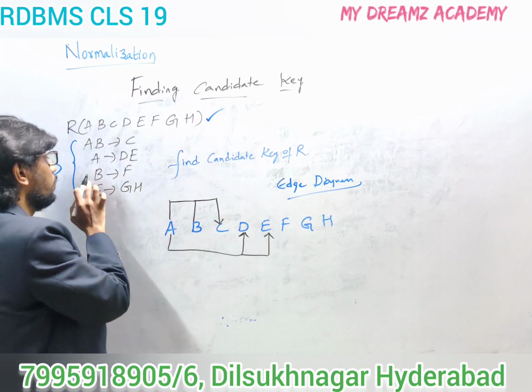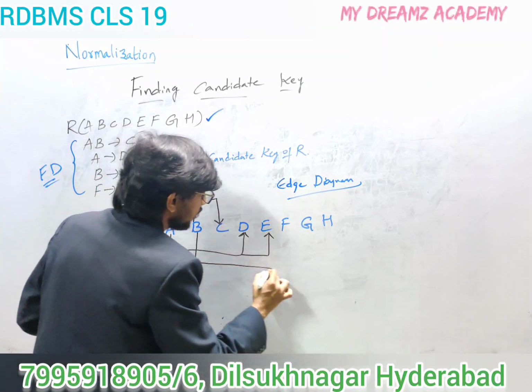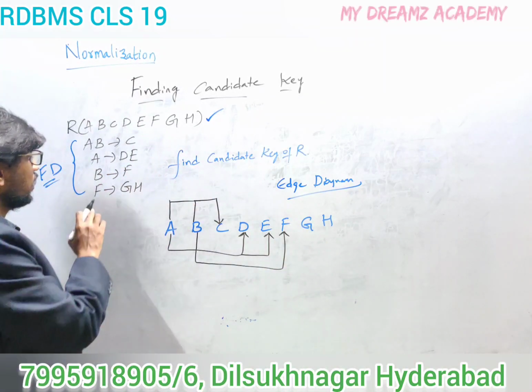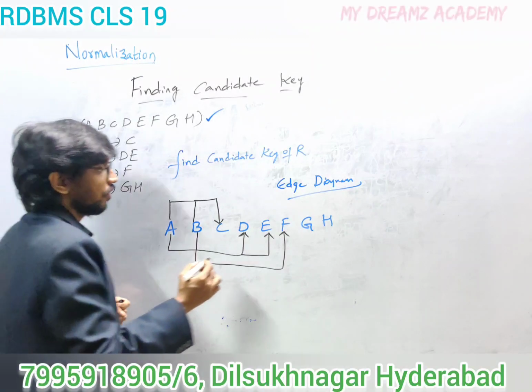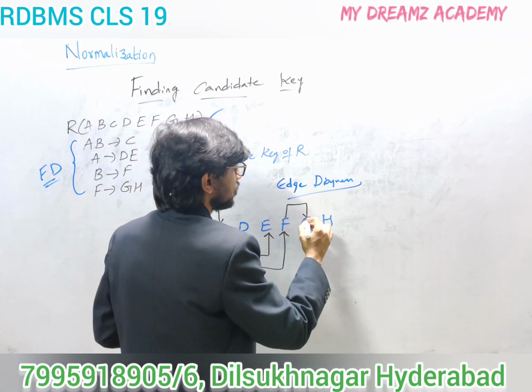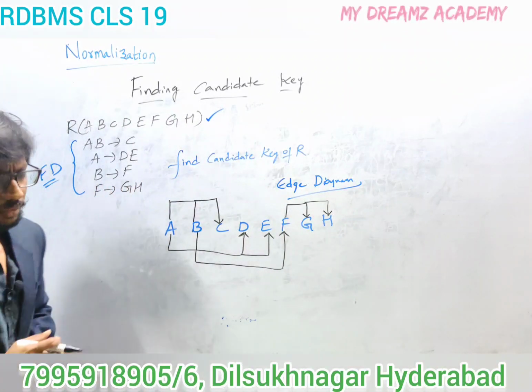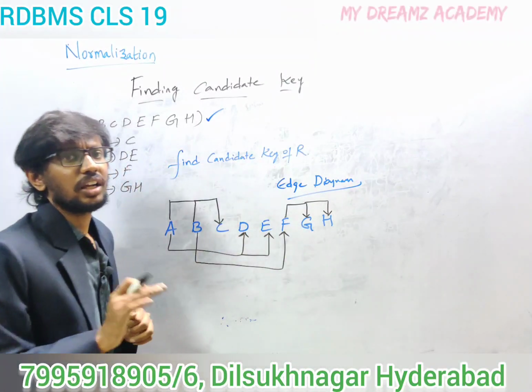Now, from B to F. From B, the arrow mark is going towards F. Now, F to GH. So, from F, I am going to G and I am going to H. Now, this is the edge diagram. So, from this, I need to have a conclusion.